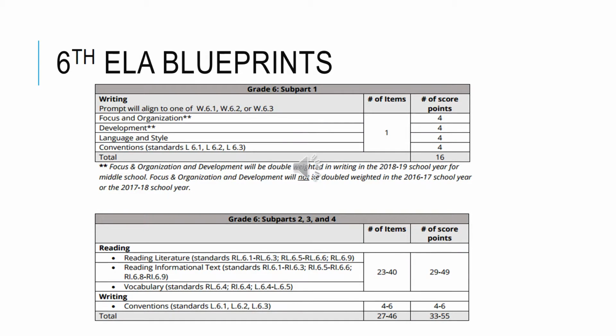The writing task is broken into 4 reporting categories. Each of these categories is worth 4 points. You can see the reading carries the bulk of the load, 29 to 49 score points, with a big focus on reading literature, reading informational text, and vocabulary. And of course, writing conventions contains a very small point system.